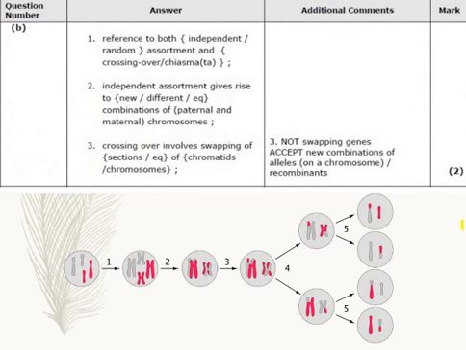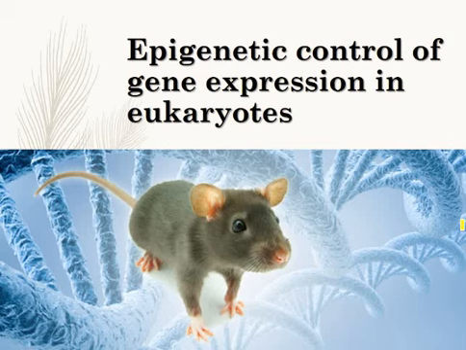Okay, so that's our little starter for today. The topic I would like to cover today is epigenetic control of gene expression in eukaryotes. And I believe this is the last topic we're doing in Unit 3. So we're moving on to Unit 4 next lesson.